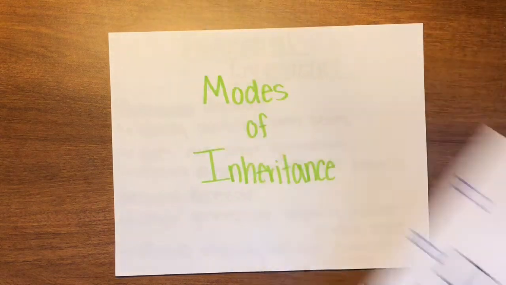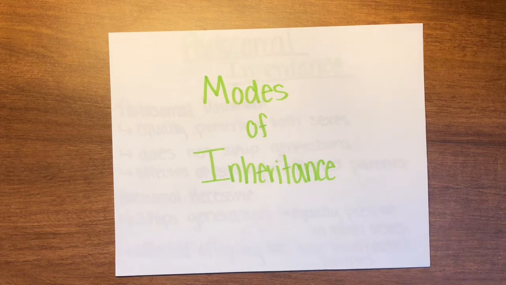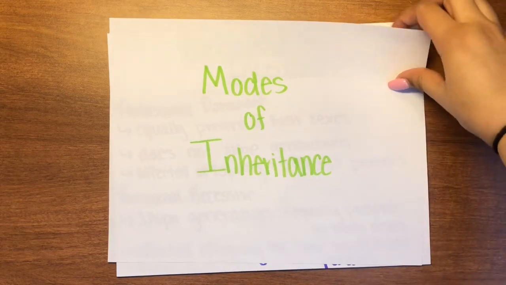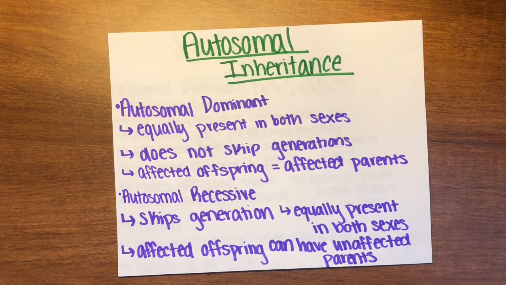In order to understand pedigrees and how individuals are affected, we need to know the modes of inheritance. The 2 overall categories of inheritance include autosomal and sex-linked inheritance. Autosomal inheritance can be either dominant or recessive. Autosomal dominant inheritance is equally present in both sexes and does not skip generations. An affected individual must have an affected parent for inheritance to be dominant.